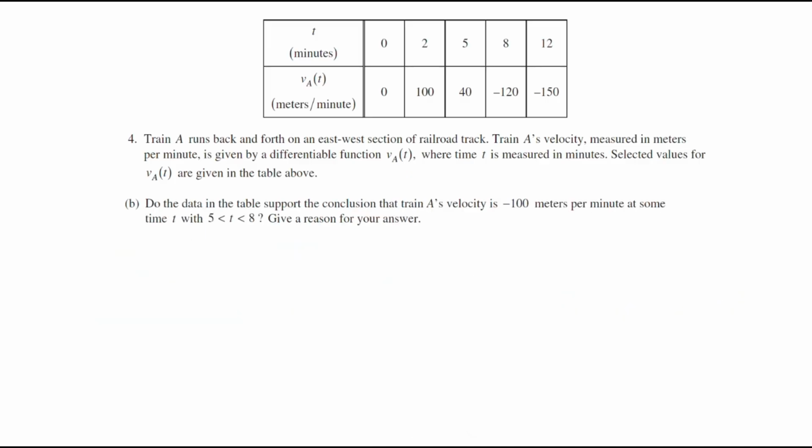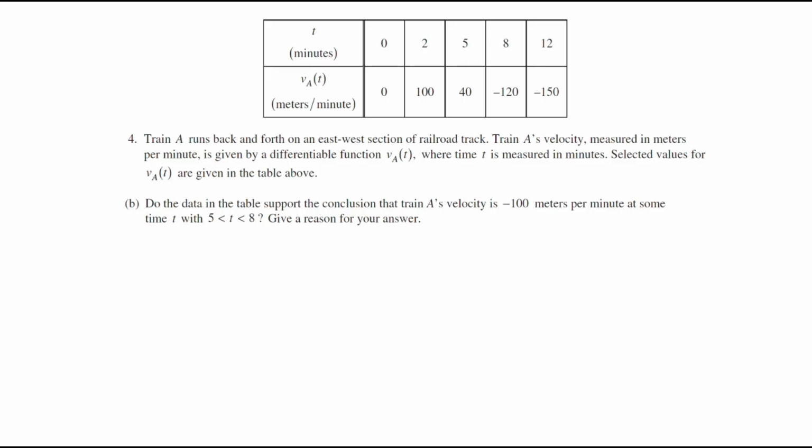That's it for part A. In part B, it asks if the data in the table supports the conclusion that the train's velocity is negative 100 sometime between 5 and 8. And so the answer to this is yes.